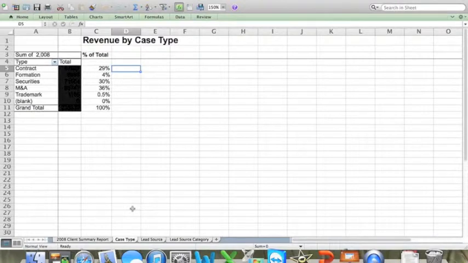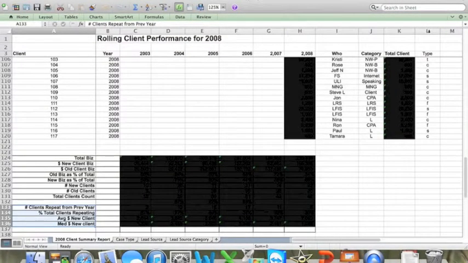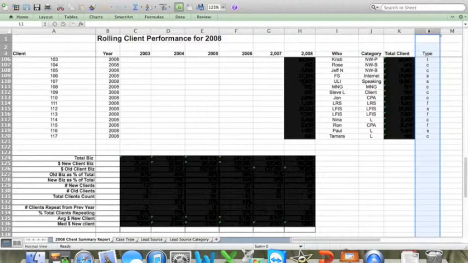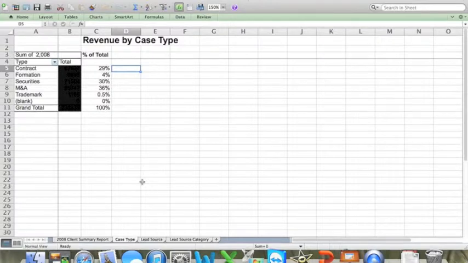So the first thing that I look at in terms of revenue is the revenue by case type. I mentioned to you before in the first video that I group all of my client matters into one of five categories. I do that in column L of the worksheet that is in the first tab. The five categories for my firm are contract work, corporate formation work, securities or corporate finance, M&A or mergers and acquisitions, and trademark work.